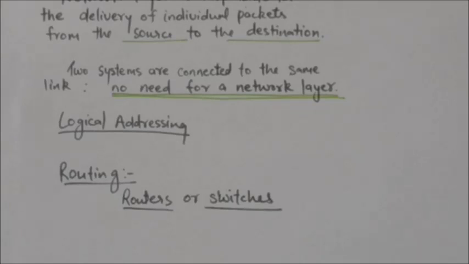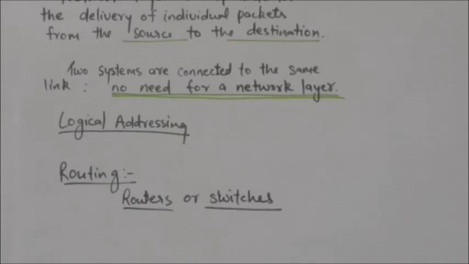Another responsibility of the network layer is routing, right? When independent networks or links are connected to create an internetwork or a large network, the connecting devices are called routers or switches, which route or switch the packets to their final destination. So one function of the network layer is to provide this mechanism.